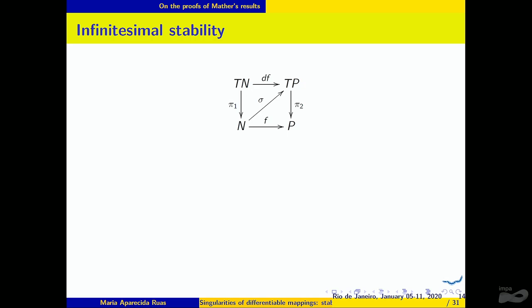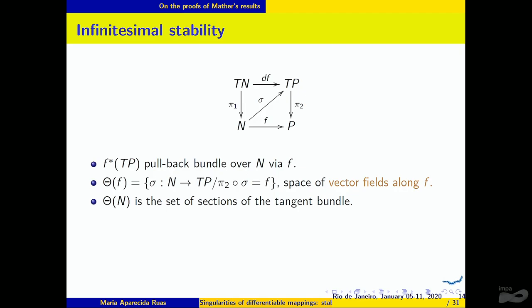Mader defined the notion of infinitesimal stability, which, as the name says, is an infinitesimal notion that he proved is equivalent to stability. In other words, he passed to vector fields. In this diagram, if F is a map from N to P, we have TN and TP, the tangent bundles, and we define F star of TP, the pullback bundle over N via F. We define the vector fields along F as the maps sigma from N to TP such that pi 2 composed with sigma is F. In other words, vector fields along F are sections of this bundle. Moreover, what they represent is all possible deformations of your original map F.